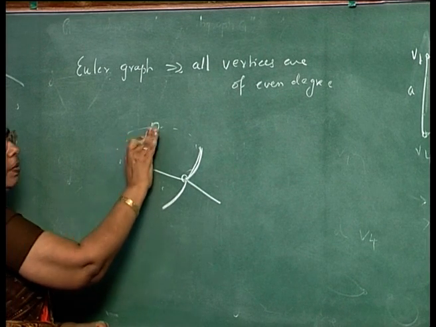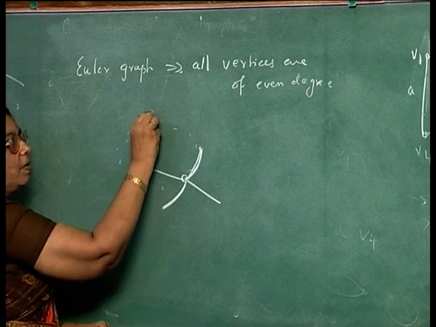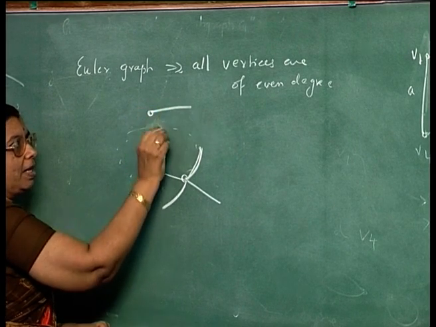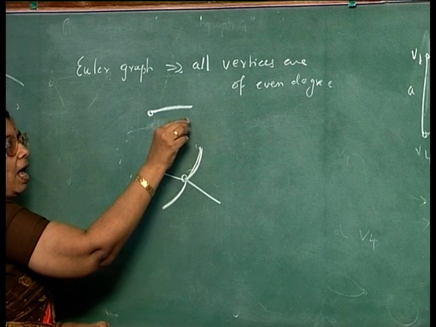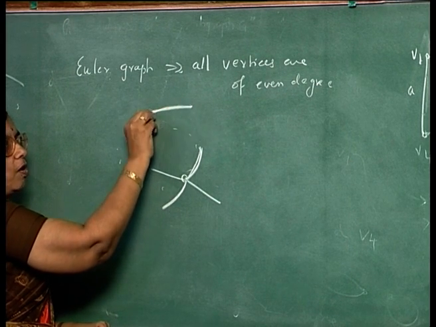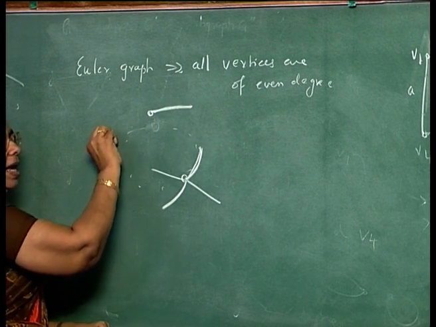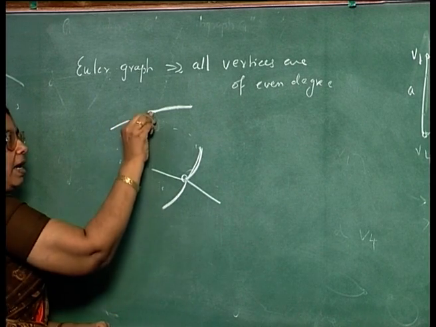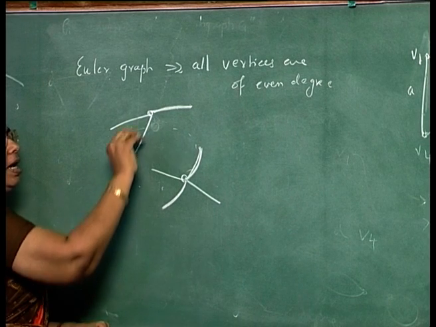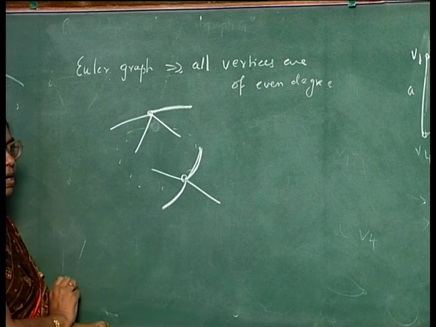Look at the start node. This is the start node. The walk starts from here. So, once, you can account for 1 degree, and it ends here. So, that is another degree. If it enters this node, it has to leave through another edge.